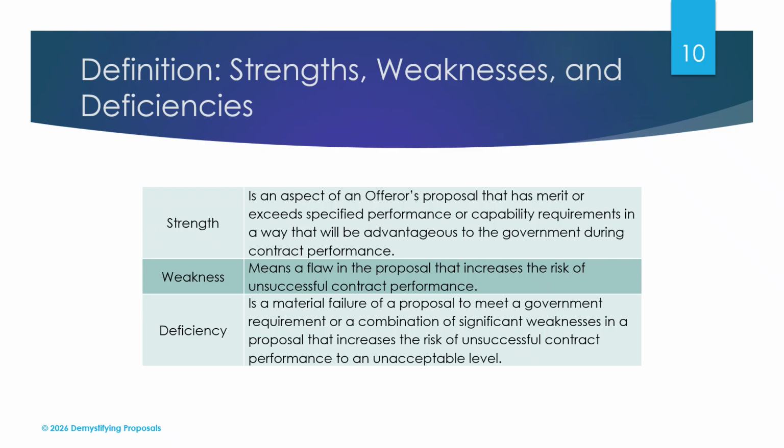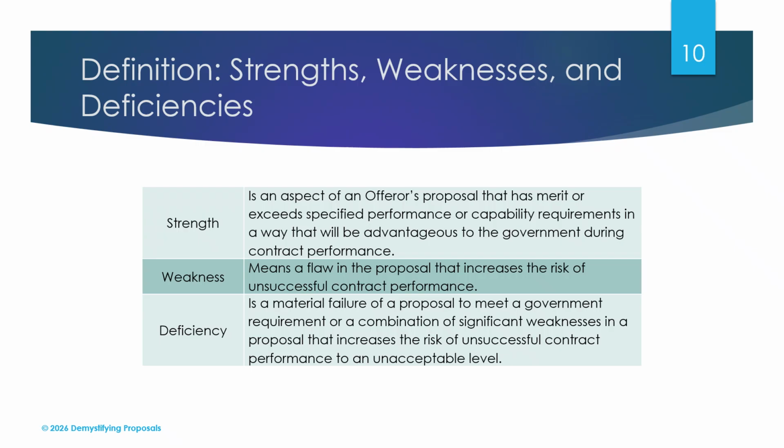So this slide presents how the government actually defines those terms. I used them on the previous slide but didn't define them, but these are actual definitions from an actual evaluation, right? A strength is an aspect of an offeror's proposal that has merit or exceeds the specified performance or capability requirements. So it's more than just what they asked you for. It takes it to a little bit higher level.